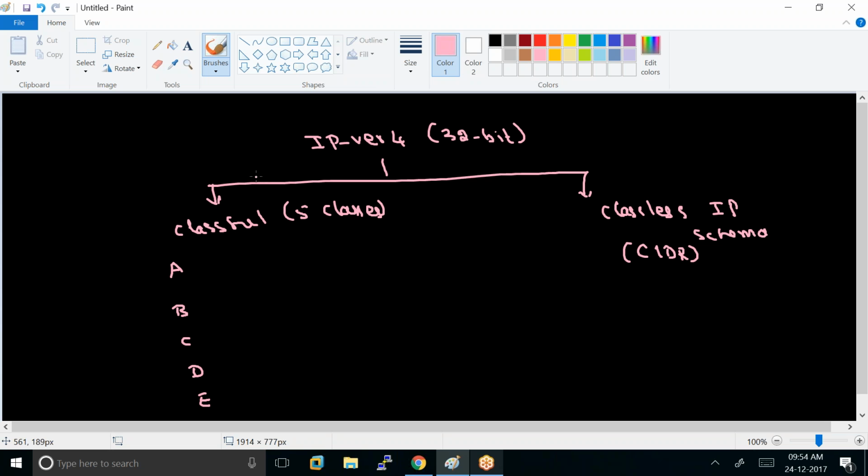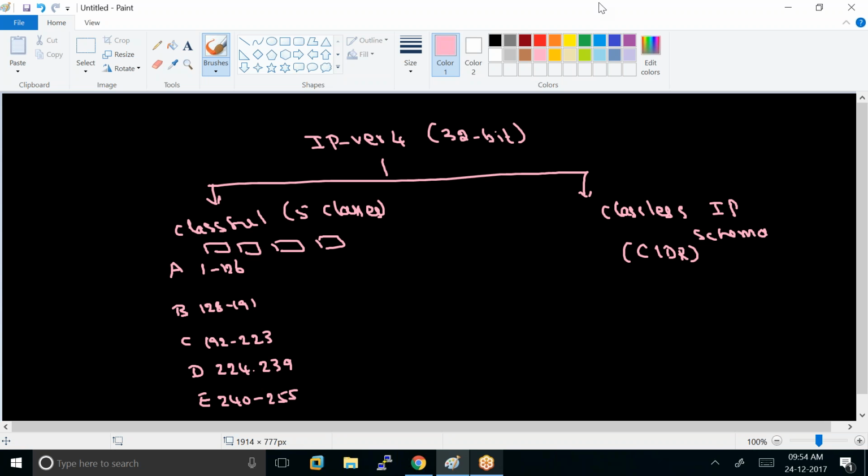Given an IP address, the class it belongs to can be easily identified using the first byte. If the first byte is 1 to 126, it is class A. 128 to 191 is class B. 192 to 223 is class C. 224 to 239 is class D. 240 to 255 is a class E address.